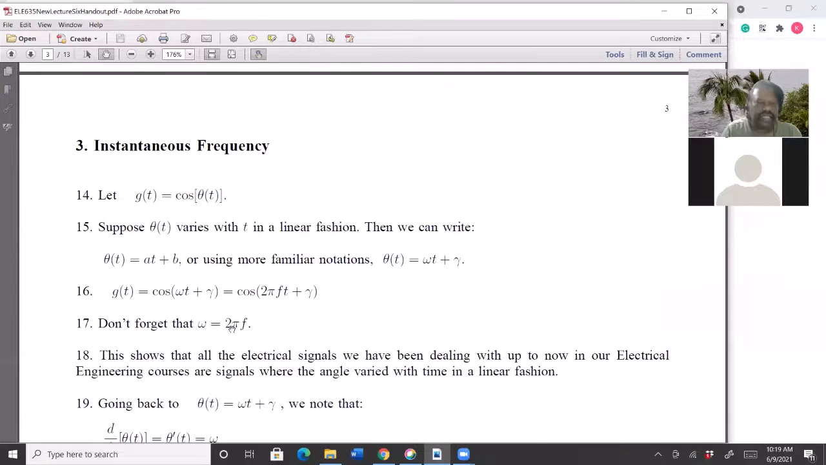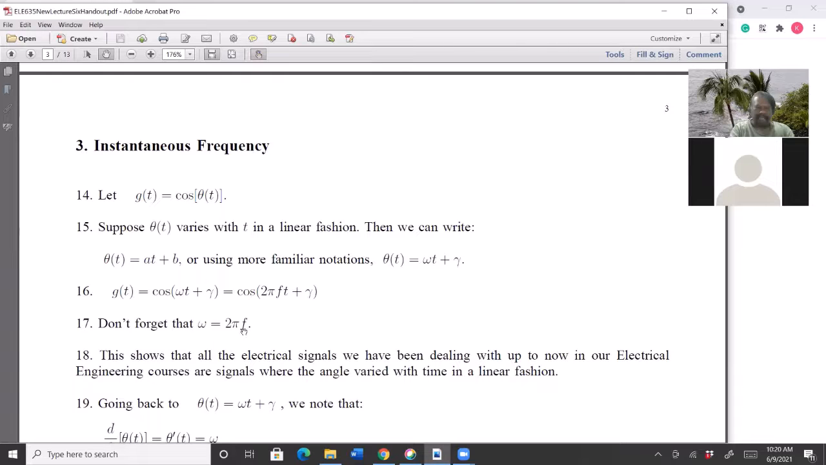Okay, look at this. Instantaneous frequency. Let's consider the signal cosine theta of t. Assume theta varies with time in a linear fashion. I'm explaining things, so you have to come with me. Assume theta of t varies linearly with t for a moment. Then we can write theta of t is equal to at plus b. You guys are familiar with this. When something is linear, we can write ax plus b, where a and b are constants. But since usually we write omega t, we will change a and b to omega and gamma. So theta of t is equal to omega t plus gamma. So now we can write g of t is equal to cosine of omega t plus gamma, or 2 pi f t plus gamma, because you know omega is 2 pi f.